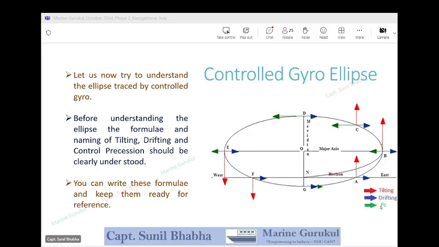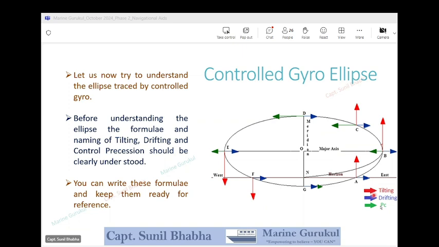Let us now try to analyze and understand this elliptical motion of the spin axis. We have now zoomed into the red color ellipse which we saw in the previous slide. It is a zoomed in picture of the same ellipse. Now in this ellipse you can see three different colors of arrows: the red color arrow, the green color arrow, and the blue color arrow. These three arrows represent the three forces under the effect of which the spin axis is tracing this elliptical path. What are these three forces?